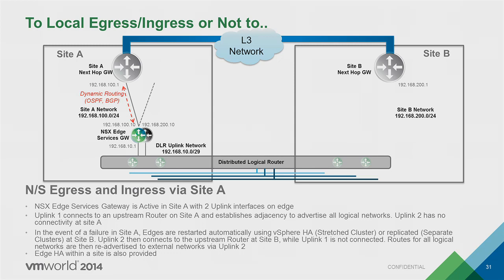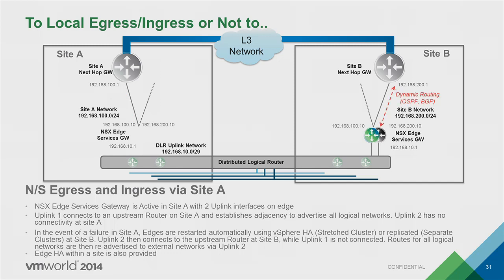Uplink 2 has no connectivity in site A. You can see here it's kind of hanging over to the side uselessly. Then in the event of a failure in site A, the NSX edges can be restarted automatically using vSphere HA in our stretch cluster, or they could be replicated using separate clusters over to site B. And then over in site B, uplink 2 will actually connect to our next hop router, and it's uplink 1 that is not connected to anything. So our adjacency here will time out, since site A has gone anyway, and will be reformed over in site B over uplink 2. So now all of our networks will automatically be re-advertised via site B.